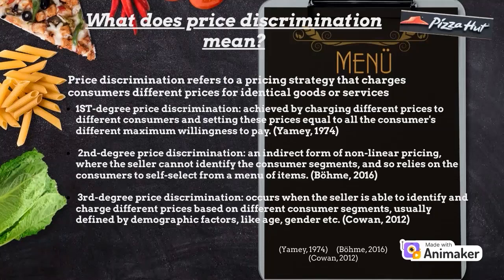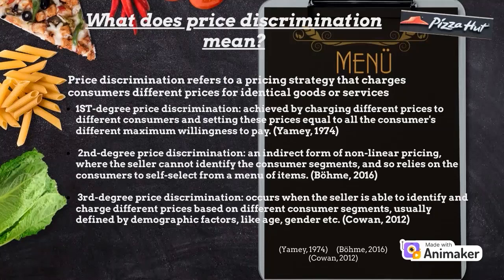Second-degree price discrimination is an indirect form of non-linear pricing, where the seller cannot identify the consumer segments, and so relies on the consumers to self-select from a menu of items. They know the consumer segments exist, but are unable to identify them. For Pizza Hut, an example would be quantity charges, where price is based on the amount consumed, i.e. the size of the pizza. Another way of achieving this is a two-part tariff in which the quantity charge equals the quantity of consumption, but they also have a fixed entry fee to the market.